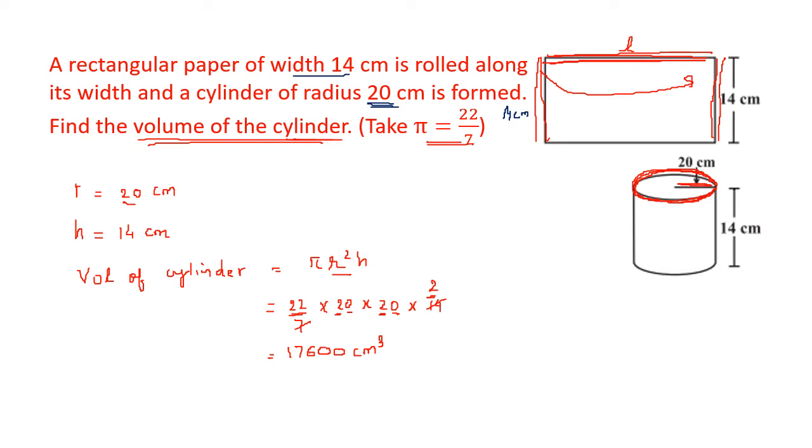So this much centimeter cube is the volume of the cylinder. In this sum we have got nothing to do, just a paper is taken, rolled into a cylinder, and we have to find out the volume of the cylinder, which we got as 17600 centimeter cube. So this is quite a simple sum.